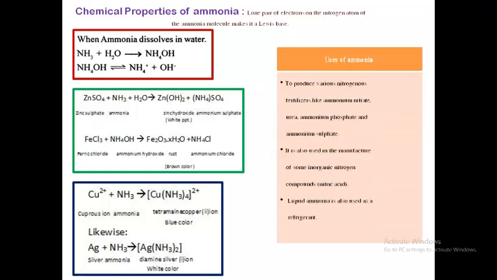Here are some of the uses of ammonia. Ammonia is used to produce various nitrogenous fertilizers like ammonium nitrate, urea, ammonium phosphate, and ammonium sulfate. It is also used in the manufacture of some inorganic nitrogen compounds like nitric acid, which is a laboratory reagent, and liquid ammonia is also used as a refrigerant to lower down the temperature.